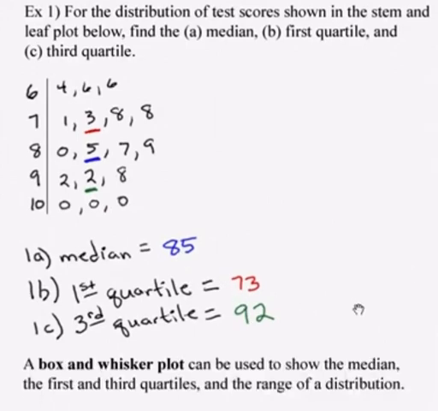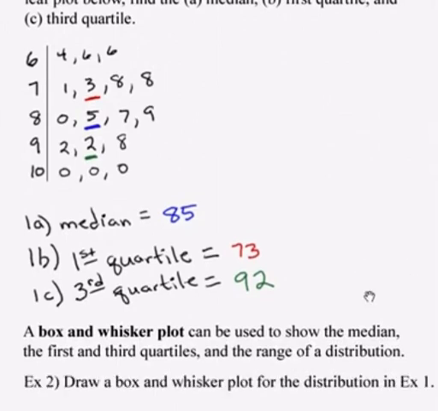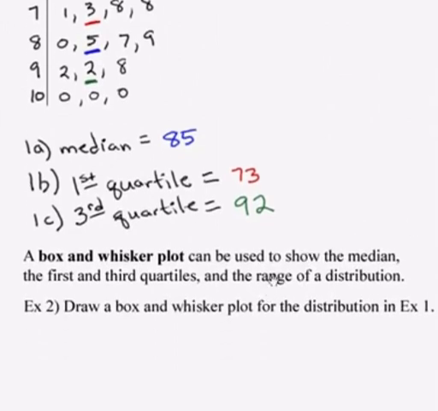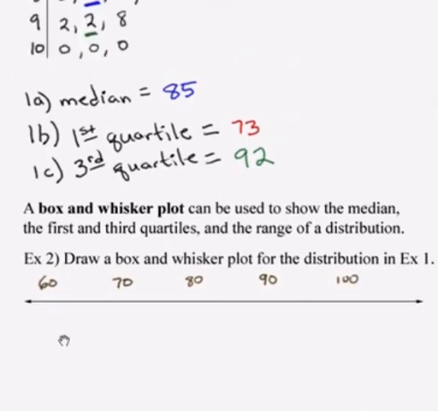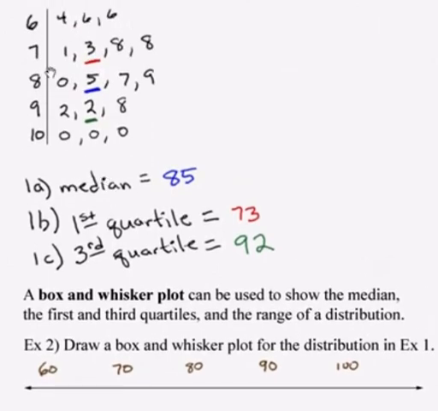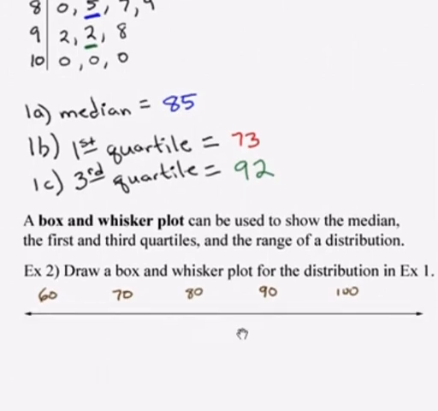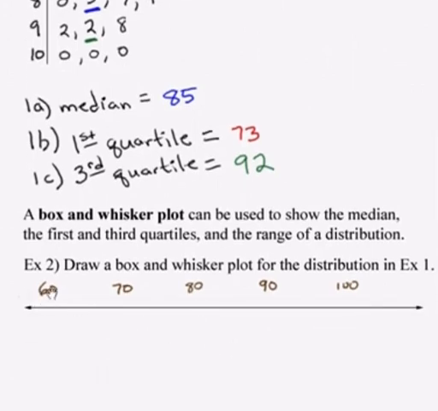Now we've got something called a box and whisker plot. We use that to show the median, the first and third quartiles. So let's represent the information we have with what we have just done. So we essentially have some scores starting in the 60s going up through the 100s. So let's kind of make a little bar graph here, so to speak, going from 60, 70, 80, 90 to 100.